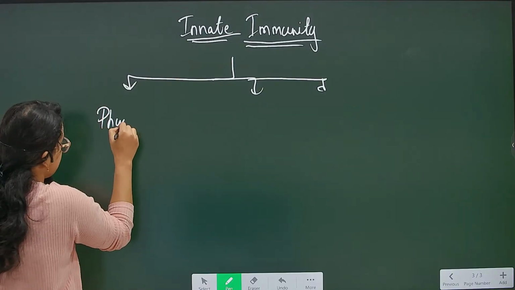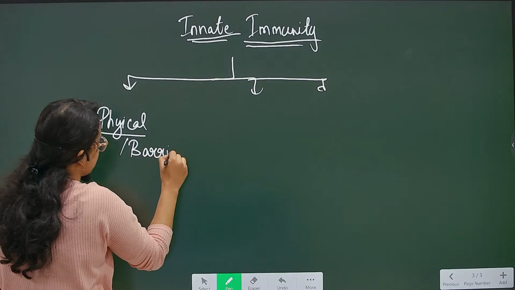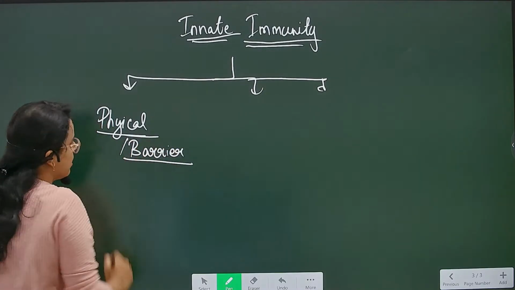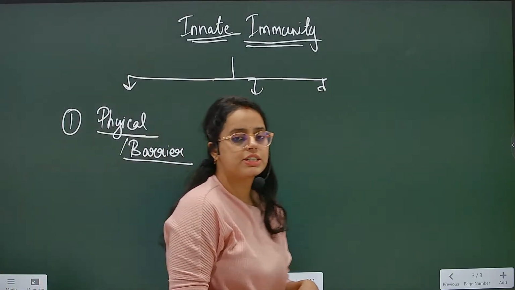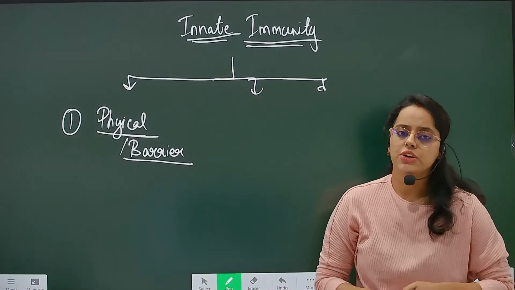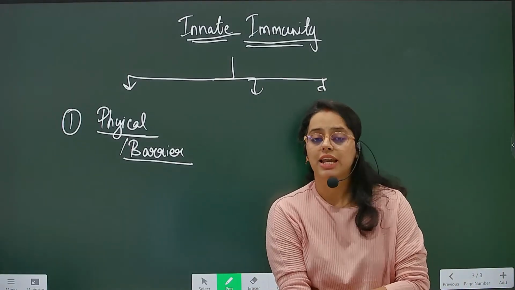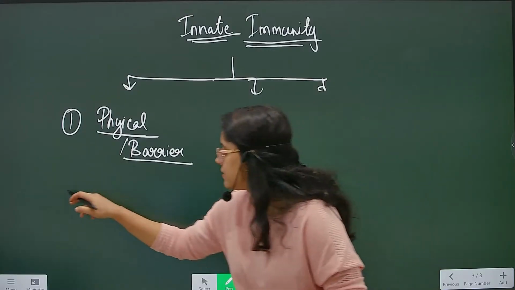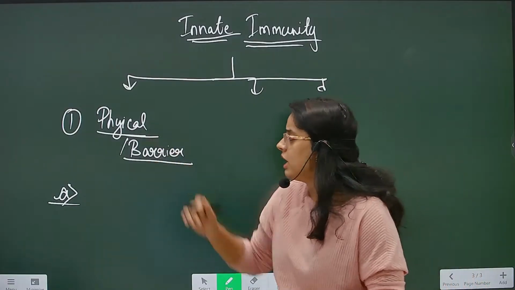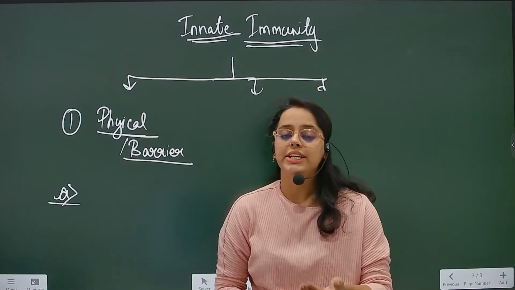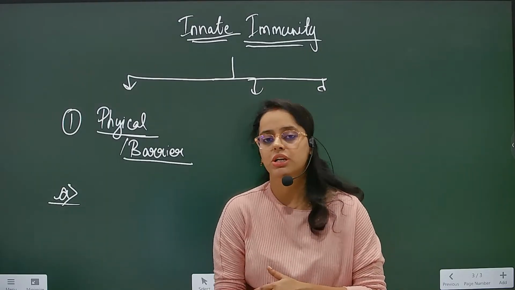Physical or barrier immunity. So when we learn about physical, this is the first type that we are going to learn, physical or barrier type of innate immunity. So what is physical or barrier? There is skin. Skin, what does it do? The role of the skin is to prevent the entry of the bacteria inside the flesh or inside the muscular tissue or connective tissue.